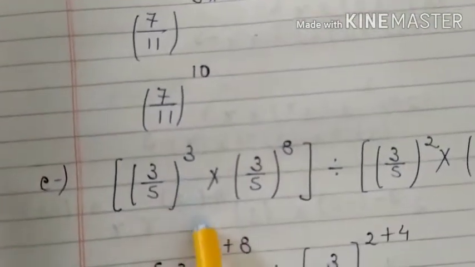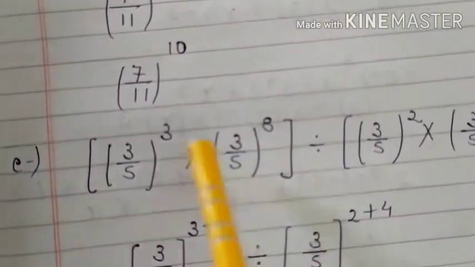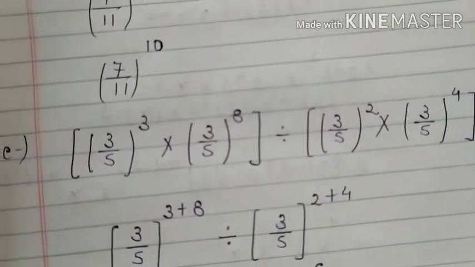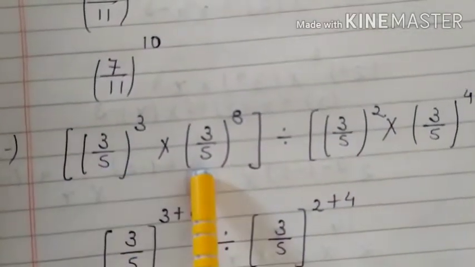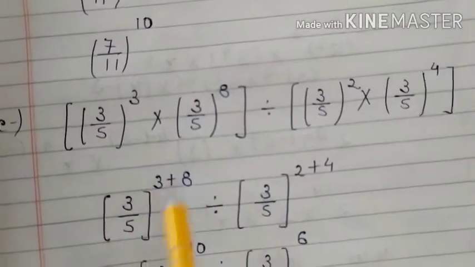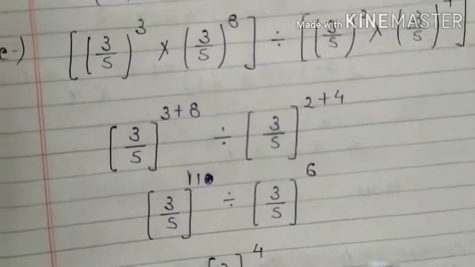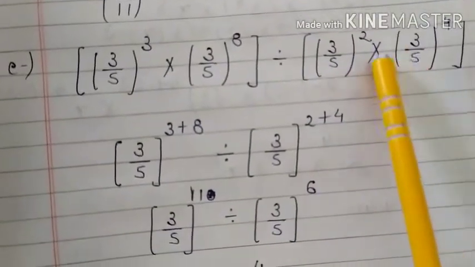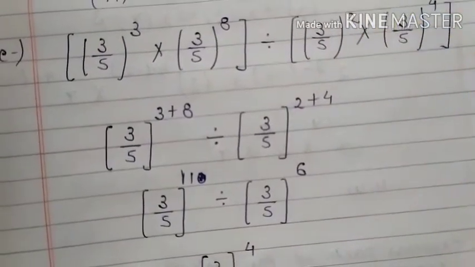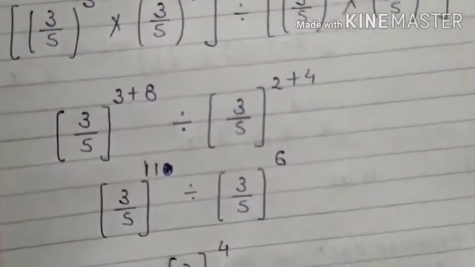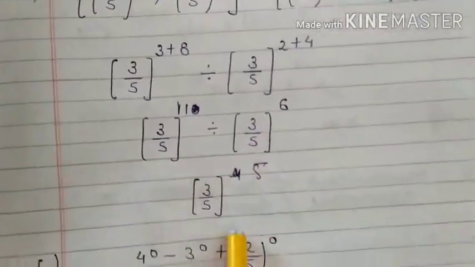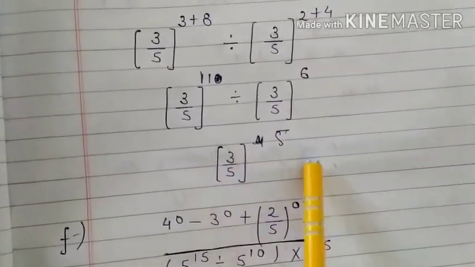Now E part: (3 by 5)^3 times (3 by 5)^8 divided by ((3 by 5)^2 times (3 by 5)^4). So here we have a multiply sign between same bases, then the power will be added. So (3 by 5)^11, here we get 11. Okay, and here we have the same base, and we have a multiply sign between these two same bases, then the power will be added. So here we get 6. Okay, and now we have a divide sign, then the power will be subtracted, so we get (3 by 5)^5.